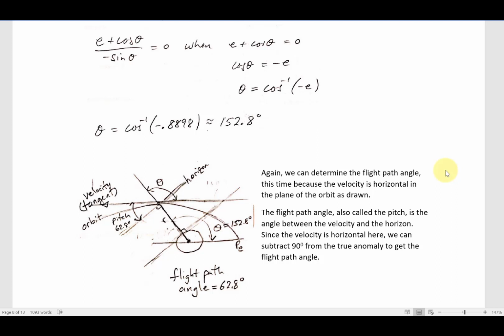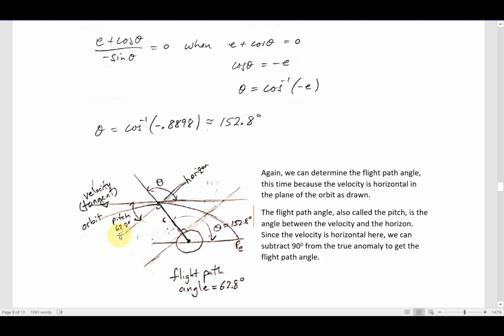Since the velocity is horizontal here, we can subtract 90 from the true anomaly to get the flight path angle. Basically, you could see in this diagram, if the true anomaly is this angle theta, then it's the same by vertical angles as this angle I'm tracing out right here. So if you subtract the 90, you'll get what's left here, the pitch. It should be about 62.8, maybe 63.